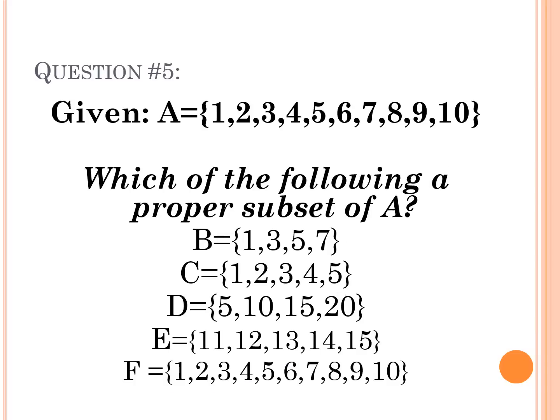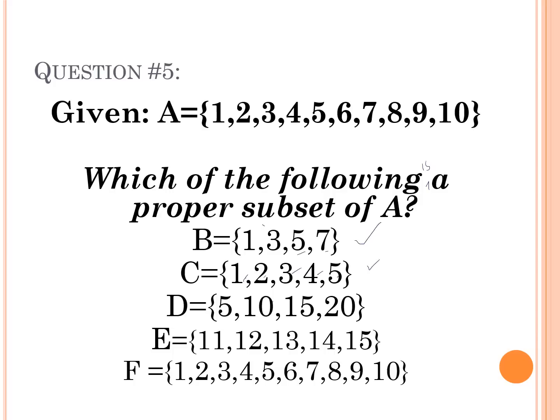Question number 5, given set A with elements 1, 2, 3, 4, 5 until 10, which of the following is a proper subset of A? Let us check. For set B, we have 1, 3, 5, 7, all of those are in set A, so set B is a proper subset. Set C, we have 1, 2, 3, 4, 5 in set A, so this is a proper subset.